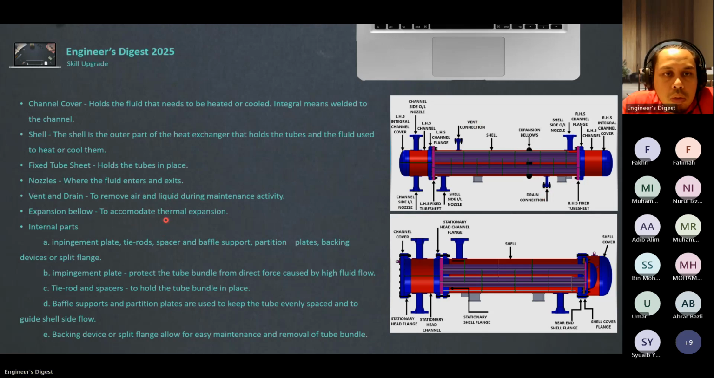Expansion bellow to accommodate thermal expansion. So this is an expansion bellow. Why do we have an expansion bellow? Okay. Why do we have an expansion bellow on the fixed side?